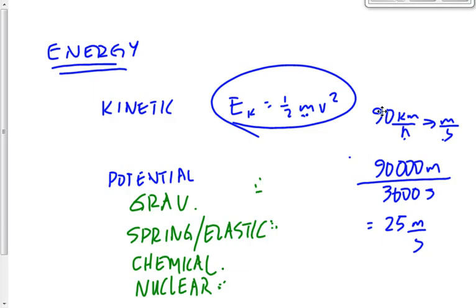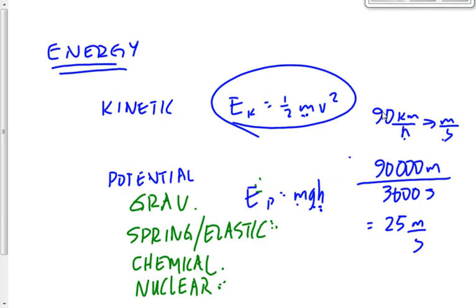This is the one we talked about yesterday, gravitational potential energy. The equation was Ep is equal to mgh. m stands for mass, kilograms, scalar. g is 9.81. h stands for height in meters. Height above what?